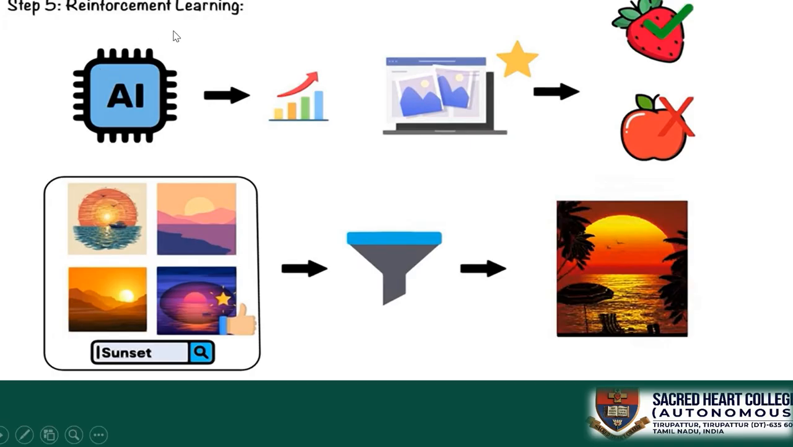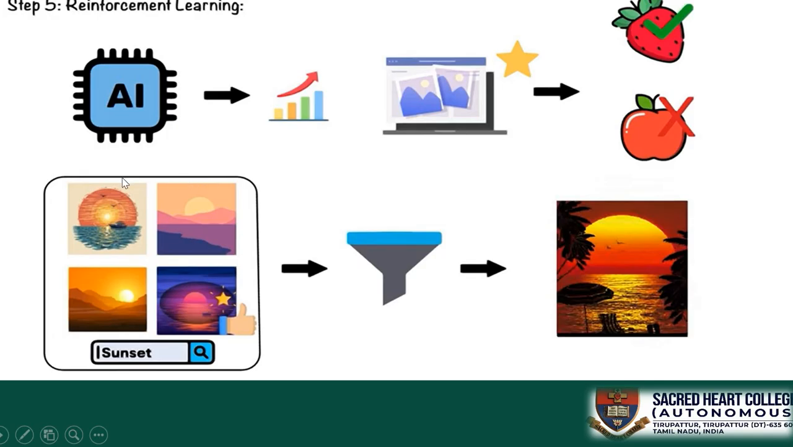This image illustrates reinforcement learning in AI, particularly in the context of improving search and selection processes. So let's break down the key elements: AI learning improvement, search, and feedback loops. First of all, the AI model processes data and improves based on users' interactions. Positive reinforcement and feedback help the AI understand correct responses.